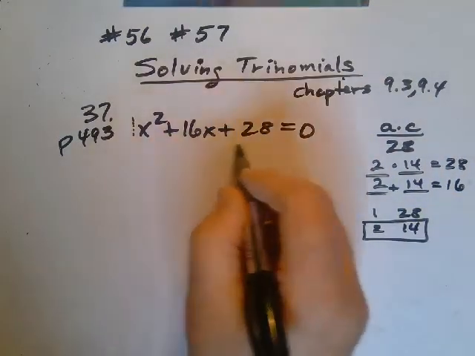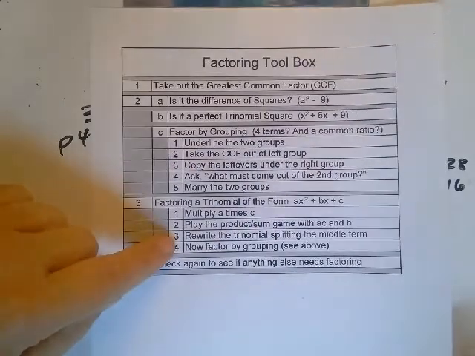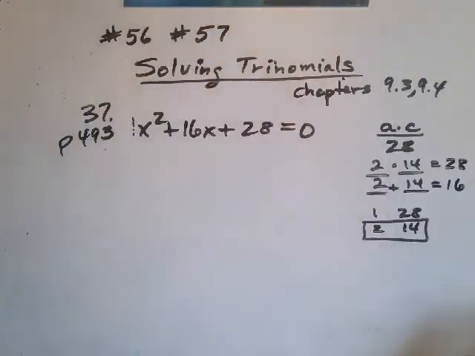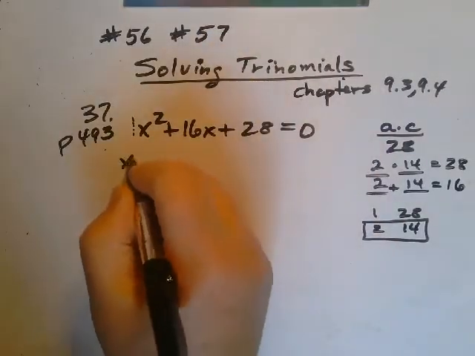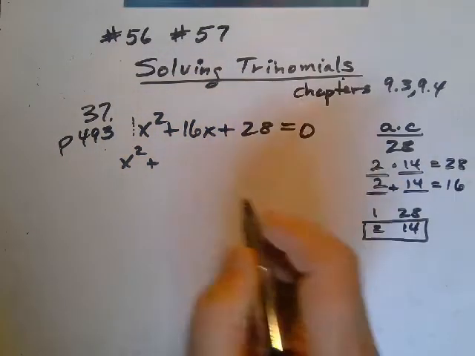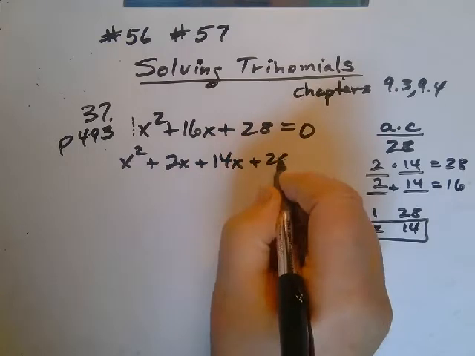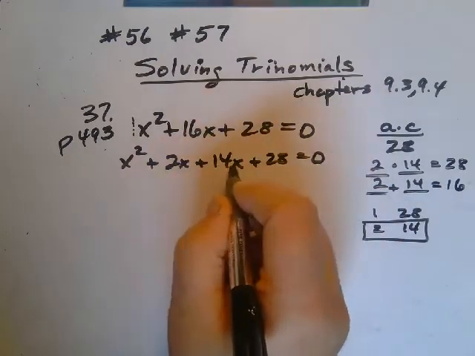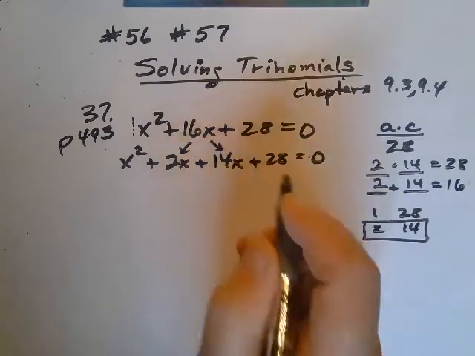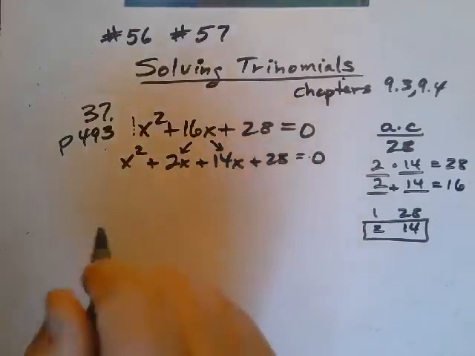Now we're going to rewrite the problem. Again, we're walking through the steps here. Step 3: rewrite the trinomial, splitting the middle term. If you don't have this toolbox at your disposal, you need to pull it out. So we're going to rewrite this and split the middle term. 16x is the same as 2x and 14x, so I'm going to write 2x plus 14x. It doesn't matter what order you write those in. You could write 14x plus 2x, as long as they're both there. It's been split into these two things, so I haven't really changed the problem. I just changed this into two parts in the middle.